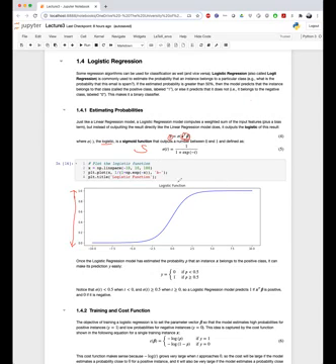This is the code to plot the logistic function, just this function here.